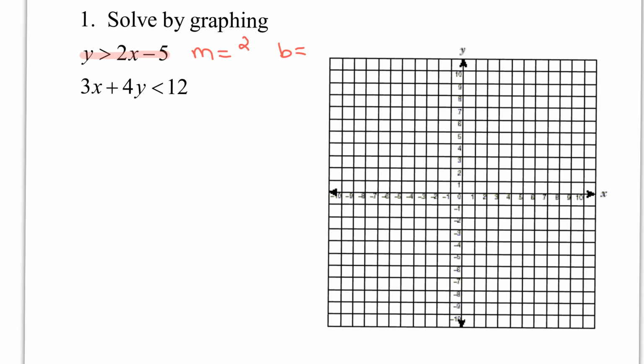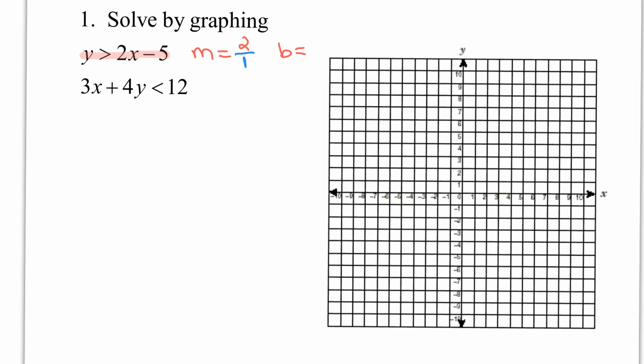But you always want a fraction for the slope, because we need to use rise over run to actually find a second point after we graph the y-intercept. So this 2, I'm just going to make it a fraction. 2 over 1. That's it. Rise over run. Rise is the top, run is the bottom.